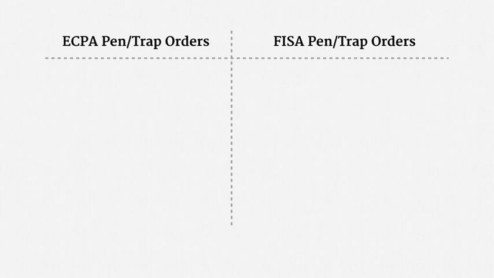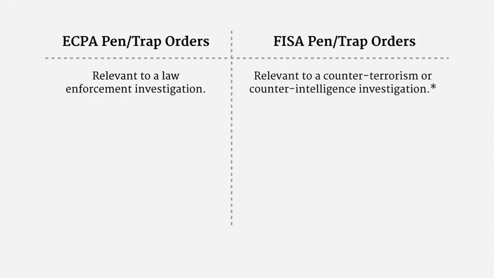I'd like to highlight 4 key differences between ECPA pen trap orders and FISA pen trap orders. On the ECPA side, the information obtained from a pen trap order has to be likely relevant to a law enforcement investigation. On the FISA side, that information has to be relevant to a counterterrorism or a counterintelligence investigation. That standard does get relaxed, though, if no U.S.